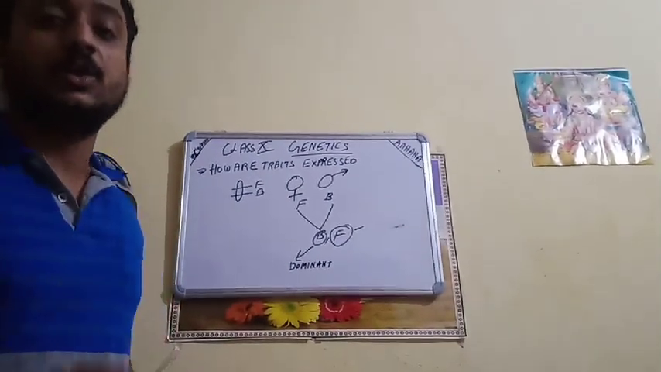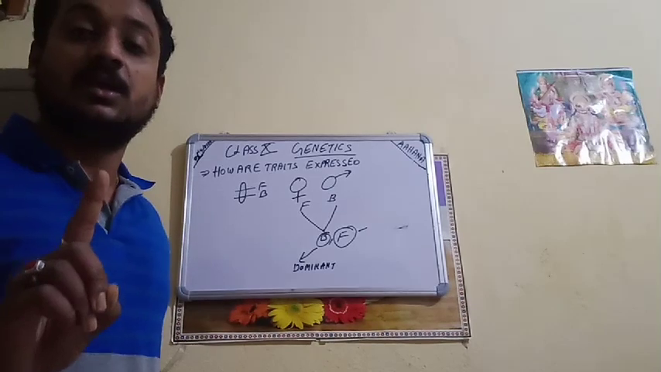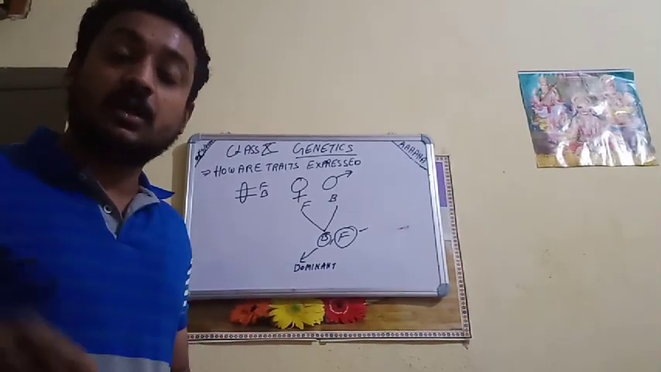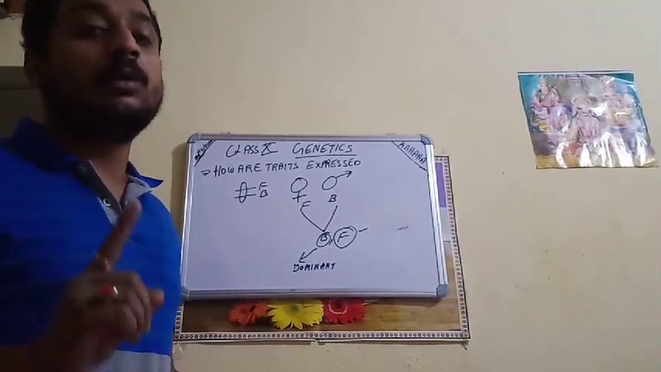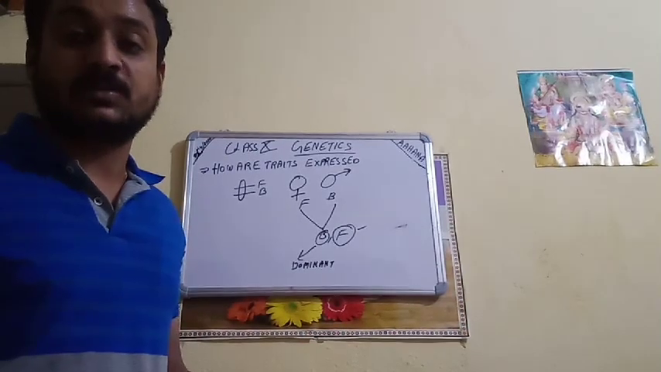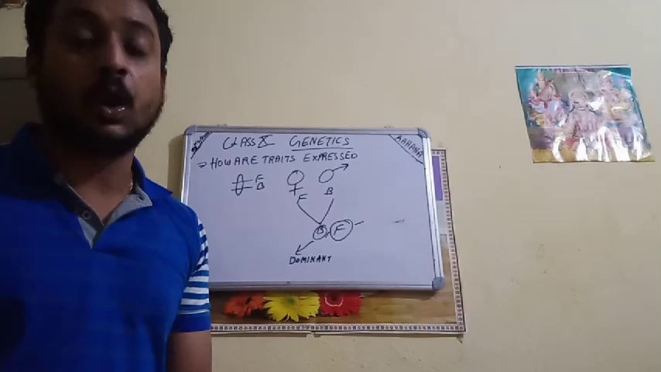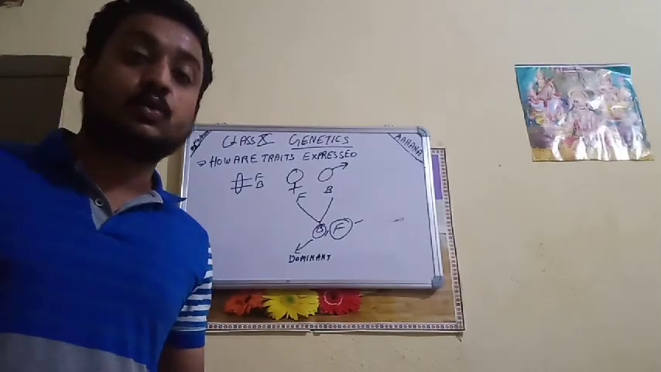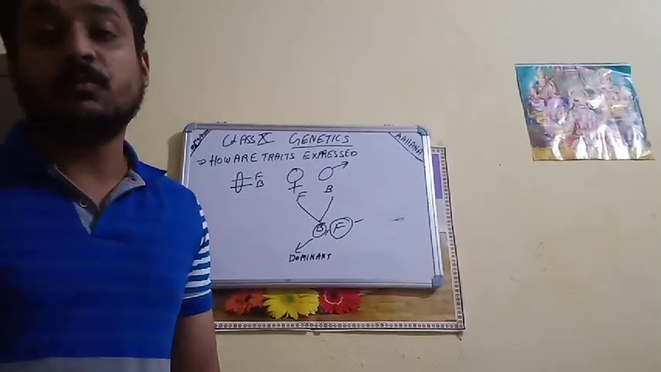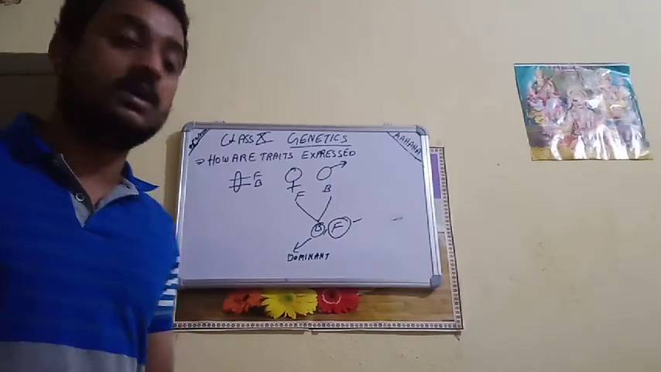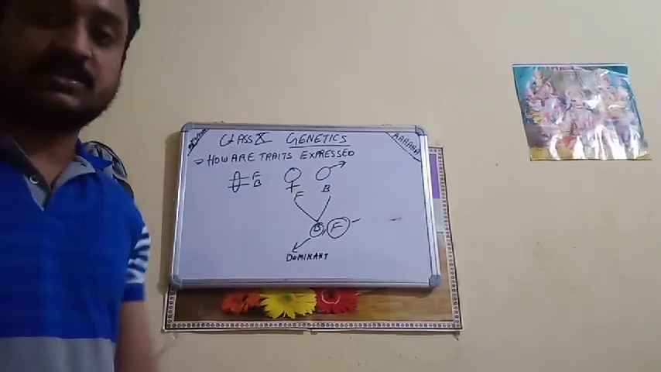I guess it's clear to you. This is how the traits are expressed. Both the genes will go from the mother and the father. Out of that, the dominant will express, the recessive cannot express. It doesn't mean the mother's gene will only be dominant or the father's gene will only be dominant. No. Either of the two may happen. Either the mother's gene will be dominant or the father's gene will be dominant. This is how the traits are expressed.